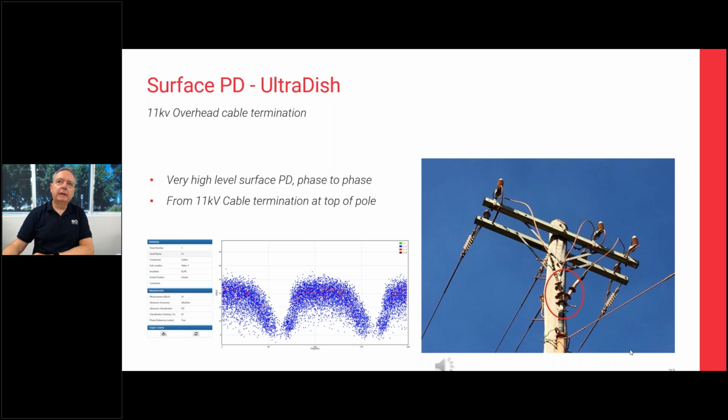The next one is on an overhead termination. From ground level, using a parabolic dish, in this particular instance, we were able to see that we've got discharge occurring. Due to the pattern, we can see that it's multi-phase, so it's phase-to-phase type discharge. So the spacing between the sheds of these different phases in the high stress area is not adequate, and that is causing discharge activity, and again, something that we need to address.